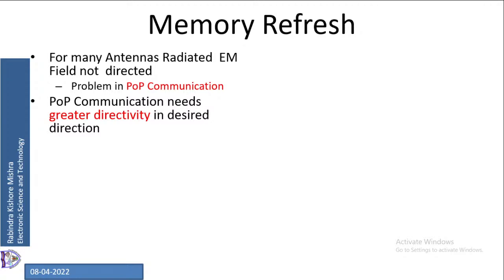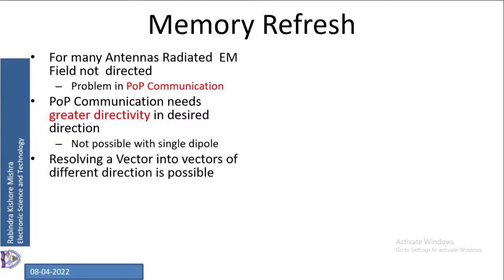You are radiating from one point, but it is not received at the desired point, where the other point is the desired point. So radiation does not go to the desired point. When radiation goes from one point to the other point, and both points are desired, then it is called point-to-point communication. Otherwise, it is not. Now, point-to-point communication requires greater directivity in the desired direction. Getting high directivity is not possible with a single dipole antenna or an isotropic source.